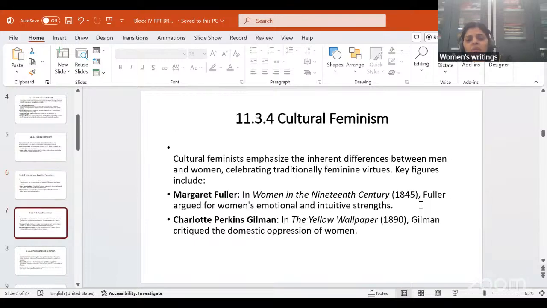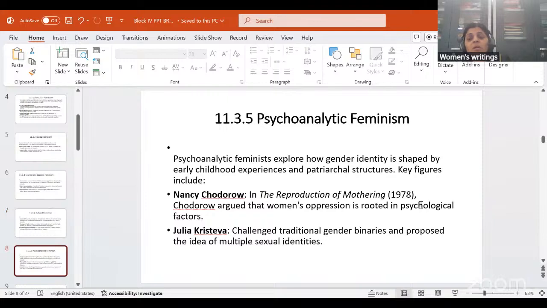And we see cultural feminism where inheritance comes into the picture, and how women are not considered the deserving people of the family to inherit the assets by any means, and how that needs to be changed. This is what writers like Margaret Fuller and Charlotte Perkins Gilman speak. And we see psychoanalytical feminism, how gender identity is shaped by various psychoanalytic conditions. Patriarchal structure, especially, is what is discussed by psychoanalytic feminists.